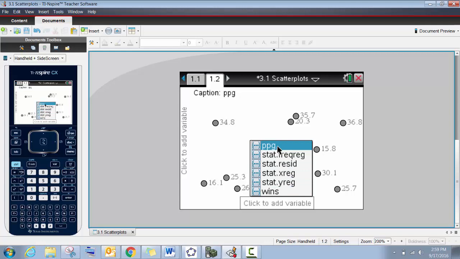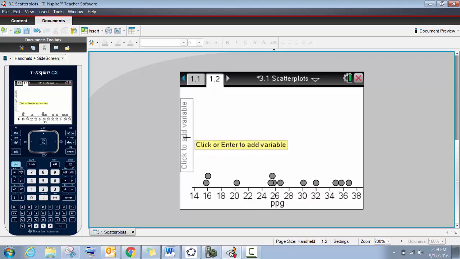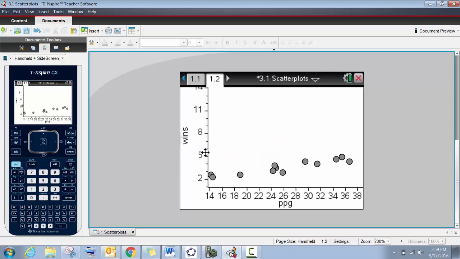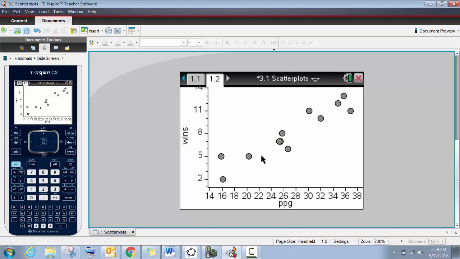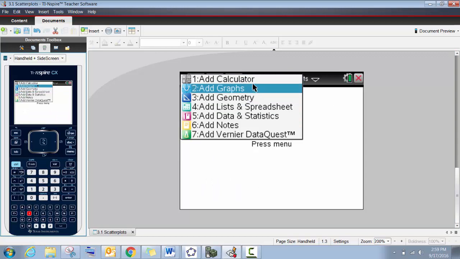So points per game is what we put on this axis, and over here now click and put in wins. And there's our scatter plot. It doesn't start from 0, we could change that, but we don't need to. You can scroll over the points and you can see the ordered pairs. Now, we didn't really need to go through all that. Hit Control I and just do a calculator page.